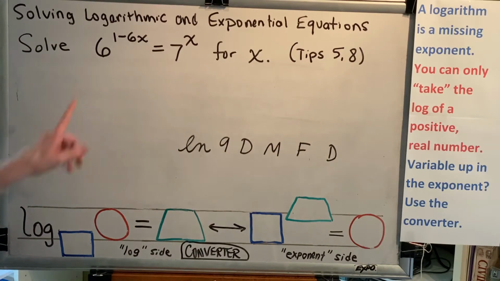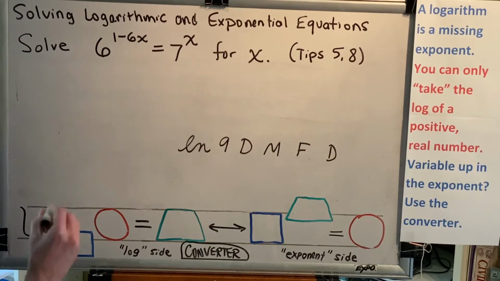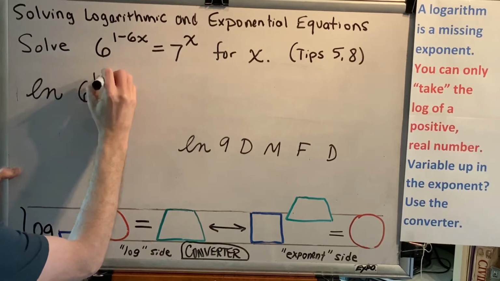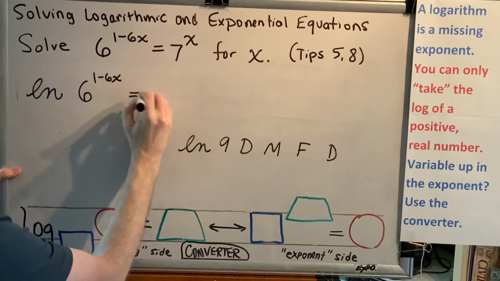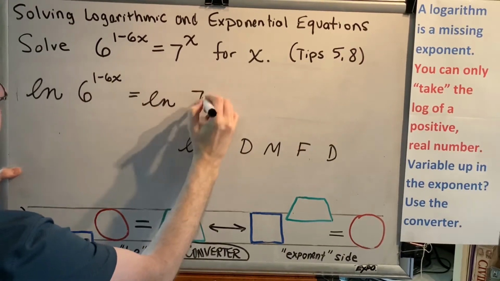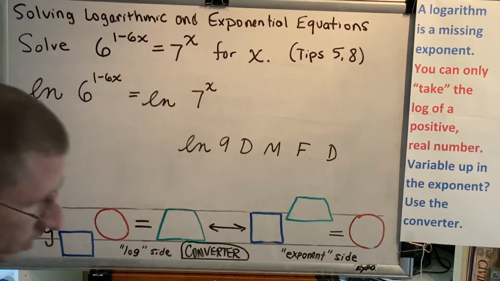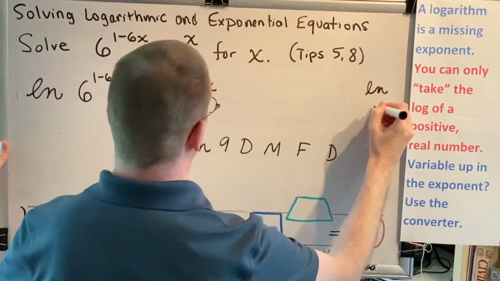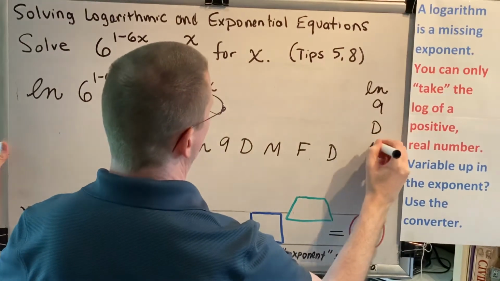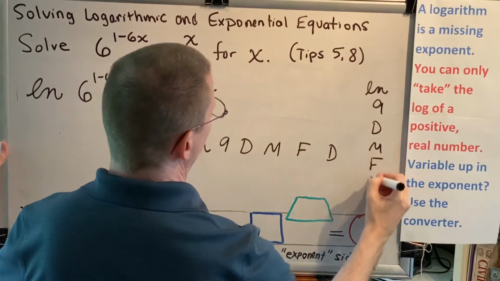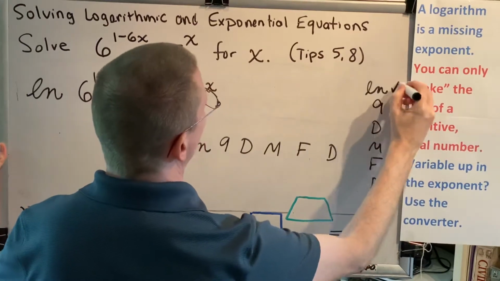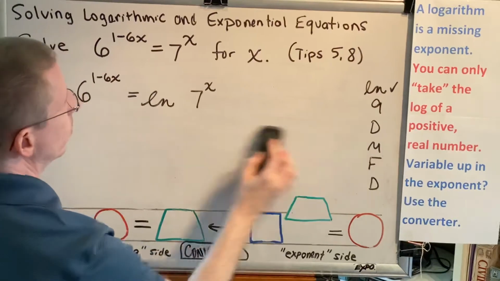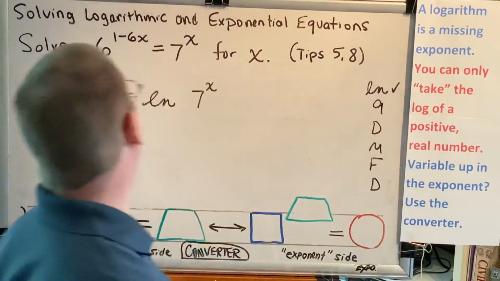We're going to take the natural log of both sides of this equation. So on the left, we'll have the natural log of 6 to the 1 minus 6x power. And on the right, we'll have natural log of 7 raised to the x power. Something else I'm going to do is I'm going to write these 6 steps off to the side. And as we do each one, we'll check it off. All right, so we've now taken the natural log of both sides. Next is log rule 9.